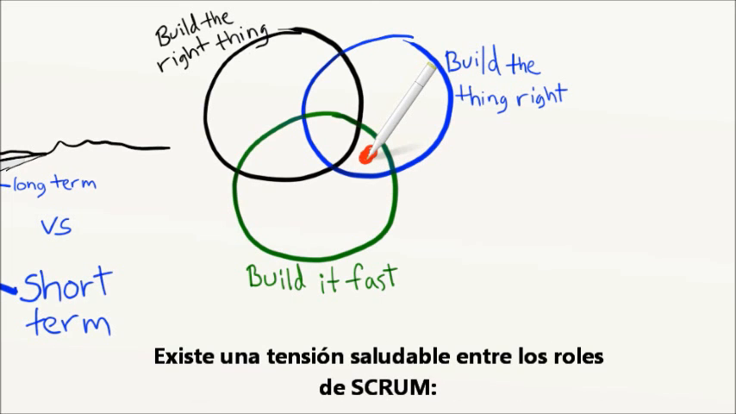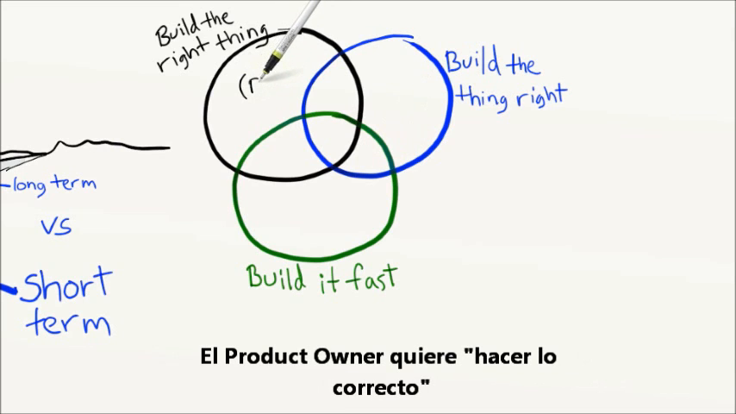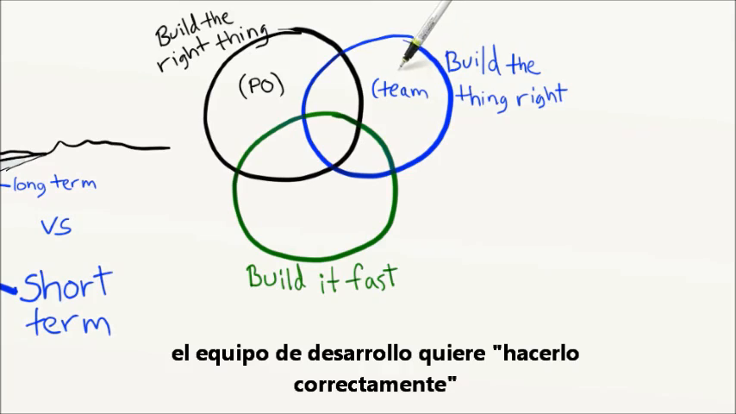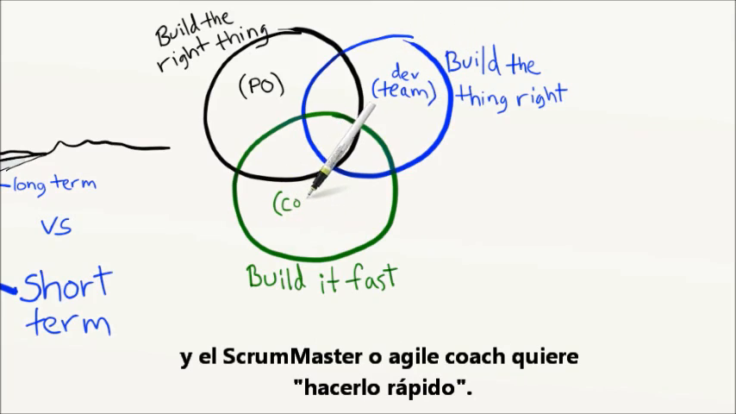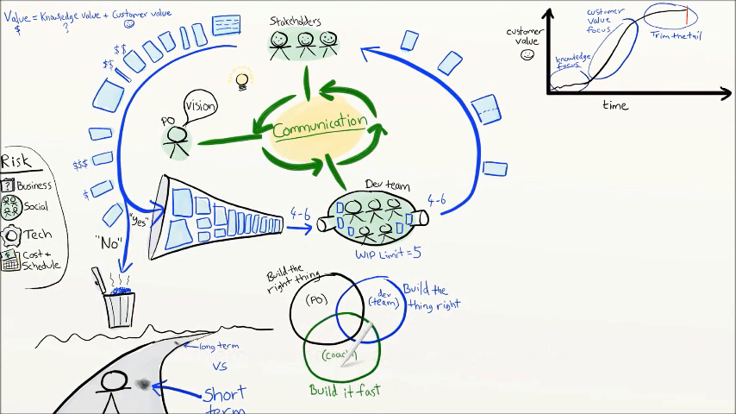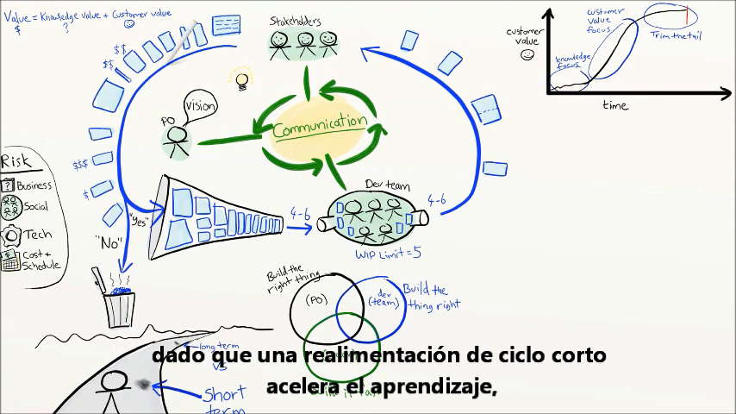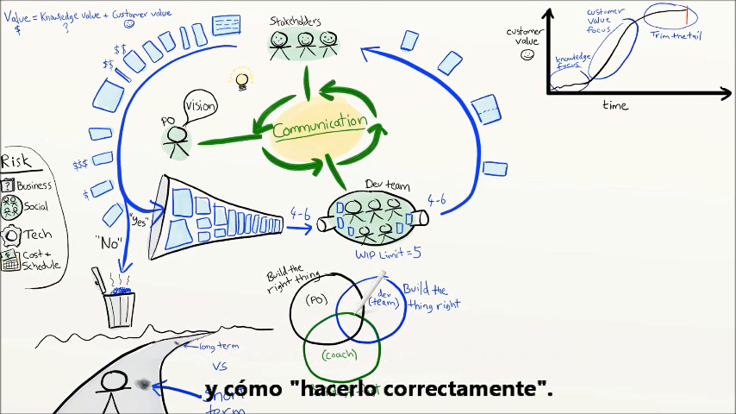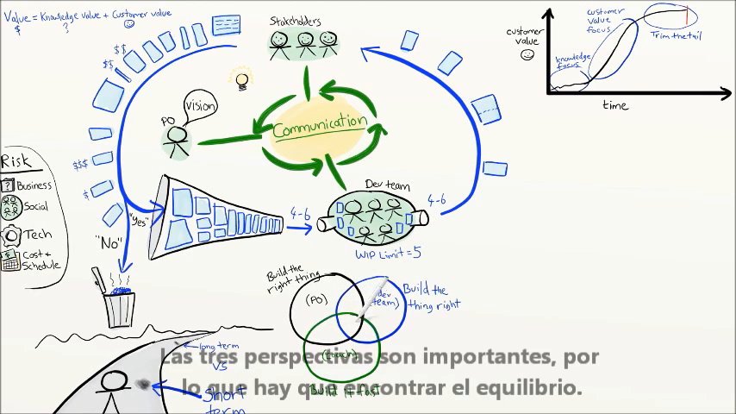So there's a healthy tension here between the Scrum roles. Product owners tend to focus on building the right thing. Development teams tend to focus on building the thing right. And Scrum Masters or Agile coaches tend to focus on shortening the feedback loop. Speed is actually worth emphasizing because a short feedback loop will accelerate learning, so you'll more quickly learn what the right thing is and how to build it right. However, all three perspectives are important, so keep trying to find the balance.